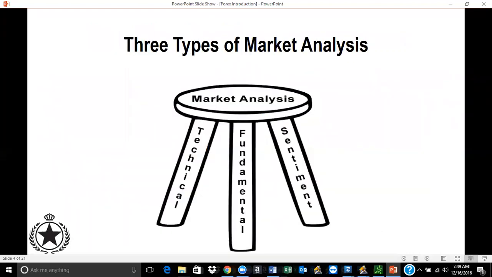All right, let's get into some good information here. There are 3 types of market analysis: technical analysis, fundamental analysis, and sentiment. This is how I like to look at these 3 pillars of trading. Let's start with fundamentals. And this is an analogy I like to use.